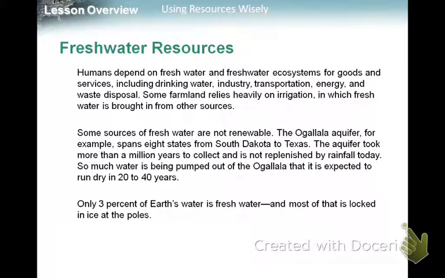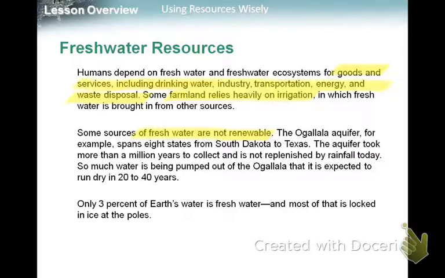Let's move on to water. Obviously, fresh water is a good and a service. Drinking water, industry, transportation, energy, waste disposal. Farmland relies on irrigation. Some sources of fresh water are not renewable. We said today that fresh water is a renewable resource, but some are not.